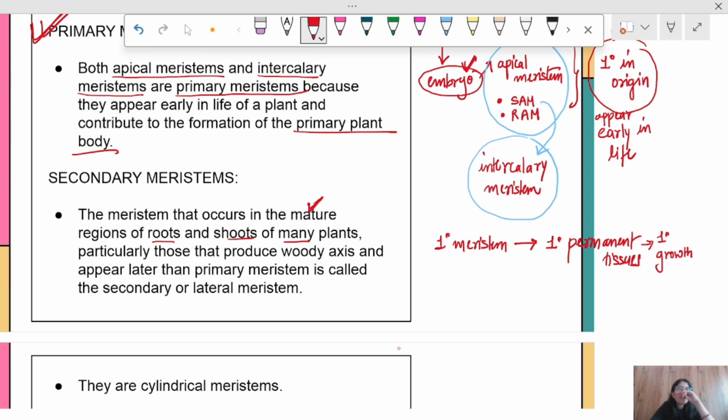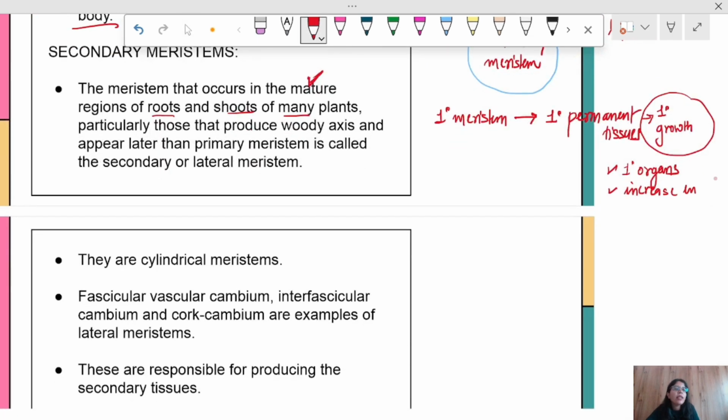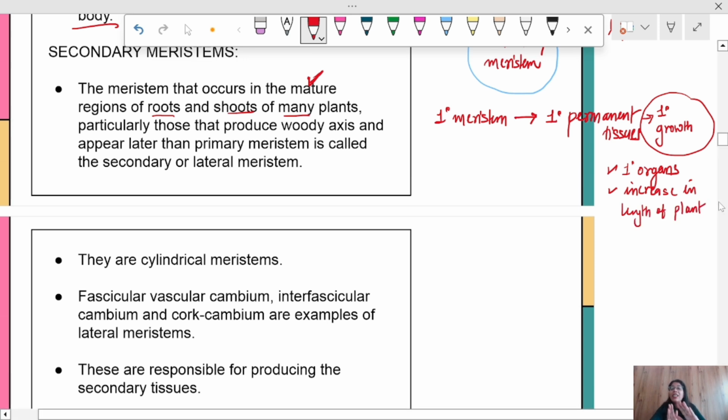What's the role of primary meristem? To do primary growth. What's the meaning of primary growth? Two meanings are there: formation of primary organs like root, stem, leaf, and increase in length of the plant. Formation of primary organs and increase in length of the plant. Understood? So if the length of the plant is increasing, it means primary growth is occurring.